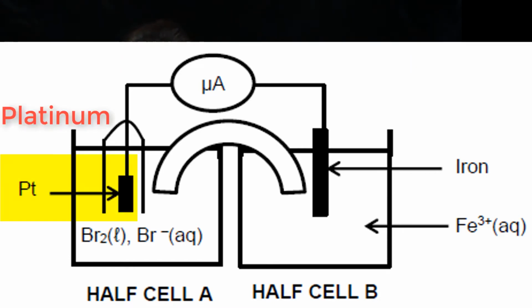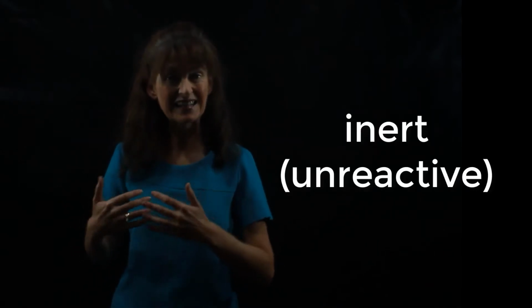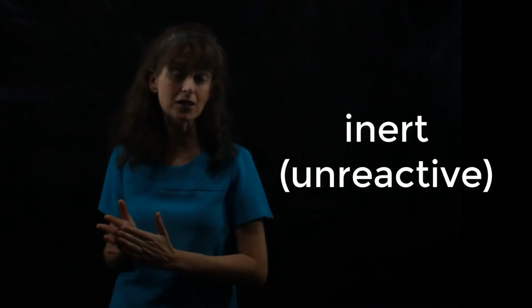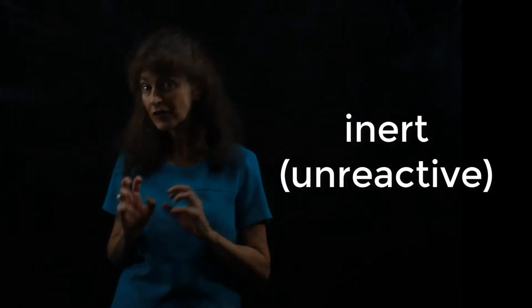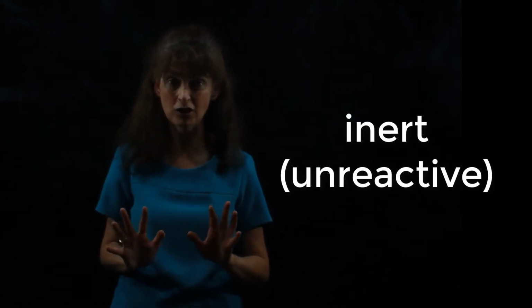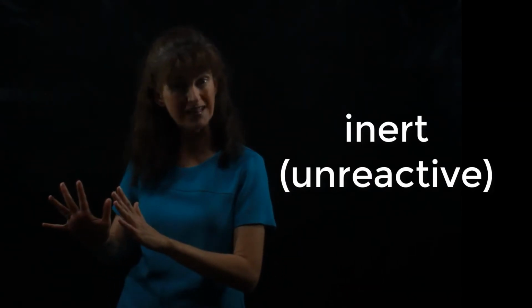We can see that we have platinum as one of the electrodes. Don't let that confuse you. Platinum is used here because it's inert. It's acting as an inert conductor of electricity, but it itself is not participating in the reaction. So let's ignore its presence.